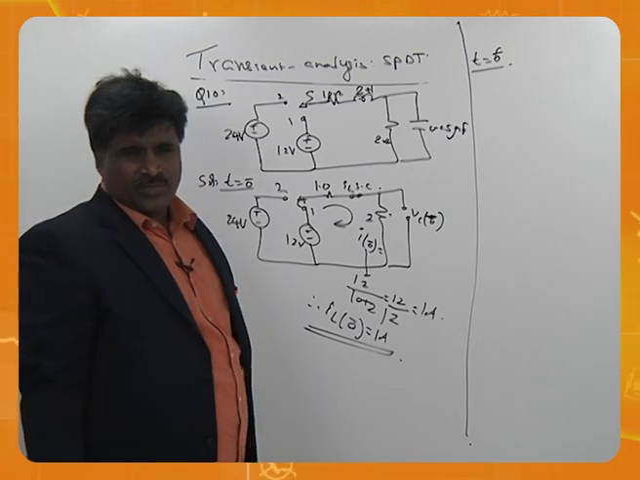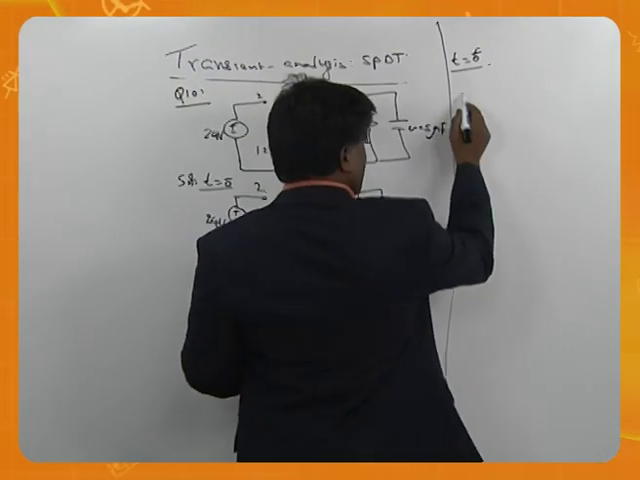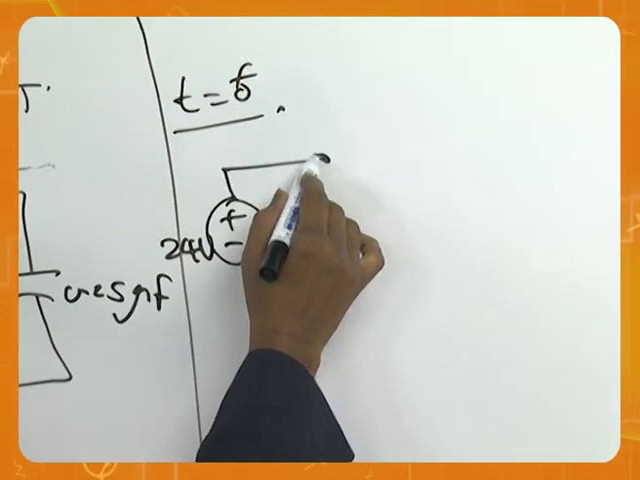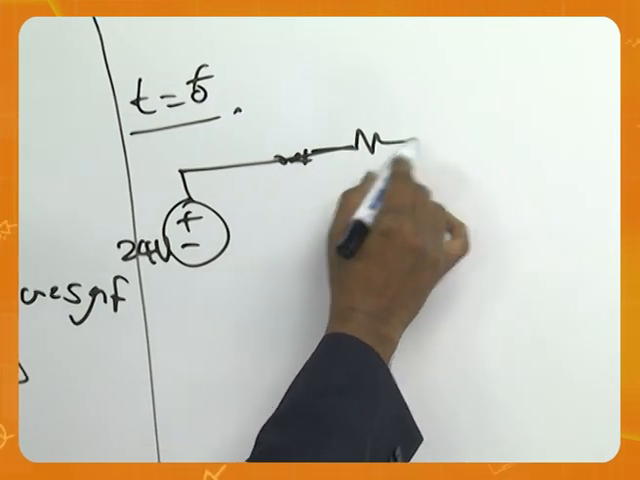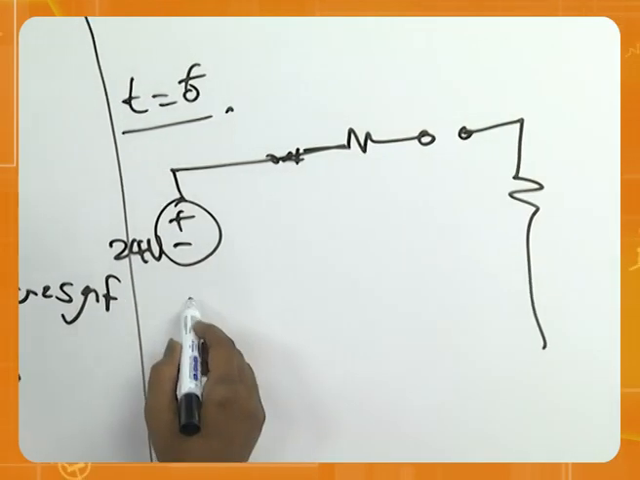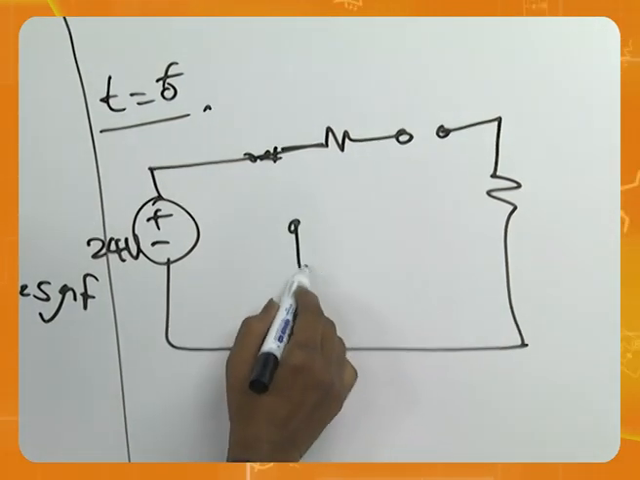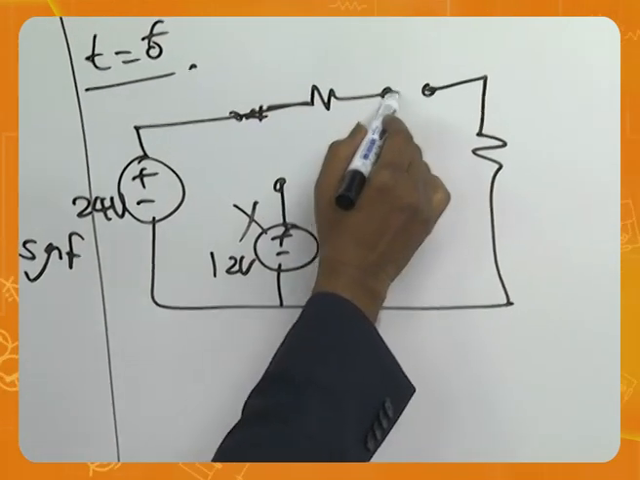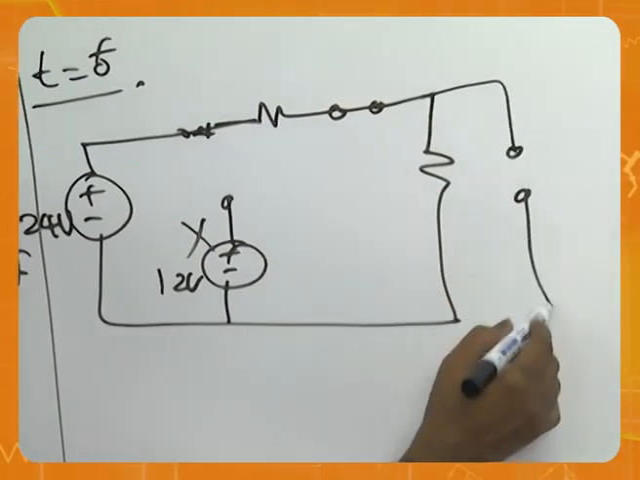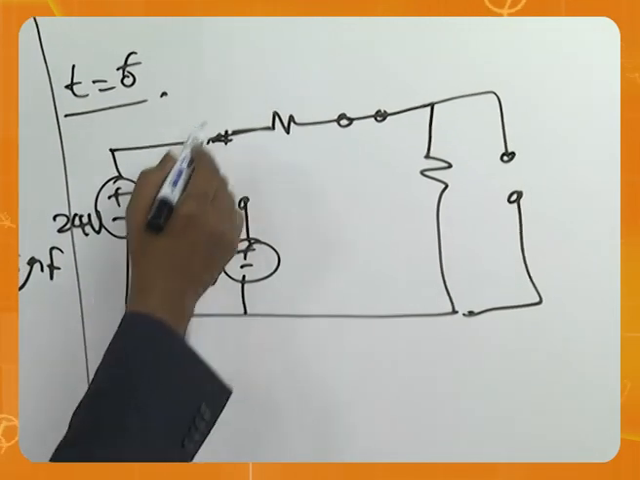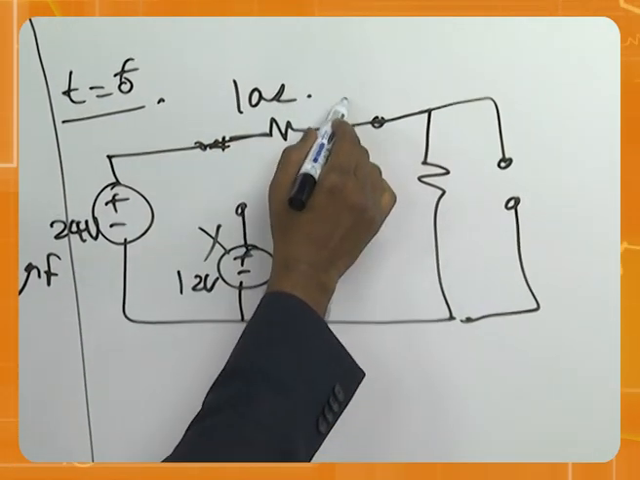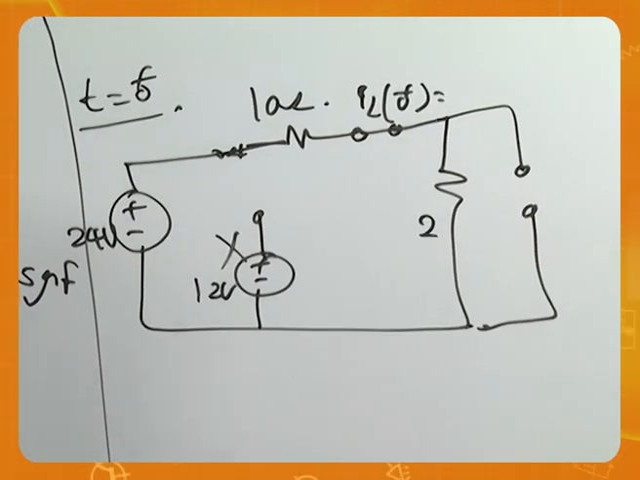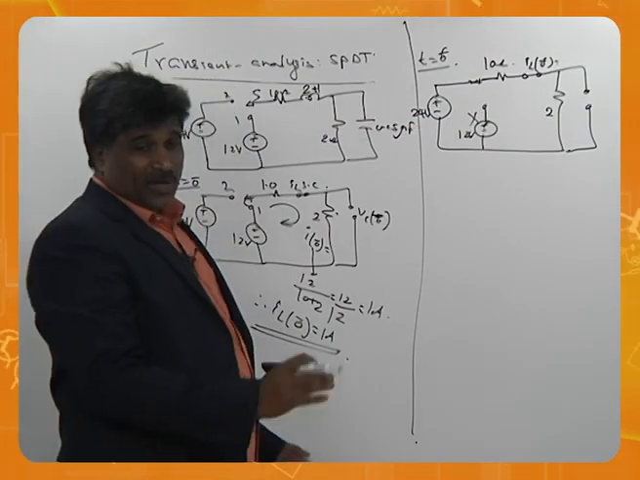Now, let me take you to 0 plus. At 0 plus, now this switch is connected. This battery is connected. Switch is here. Resistors are there. This is not connected. This is shorted. This capacitor is open. So 10 ohms here, IL of 0 plus, we have to say, 2 ohms here. Now what happened?